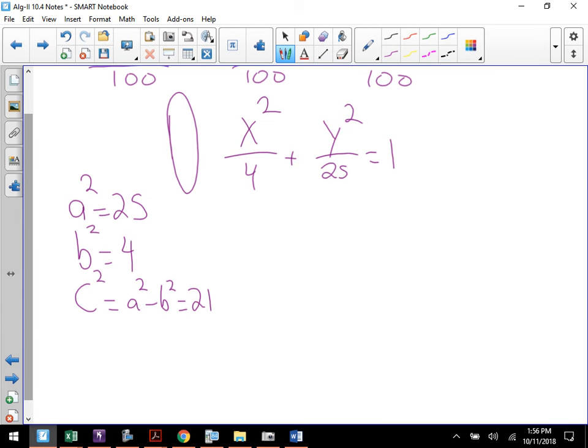If a squared is 25, what's a? B, and then C. Very good. Just the square root of 21, plus or minus square root of 21. Okay? We're just listing everything out. We always list everything we're going to do before we do it. It makes graphing these things so much easier, and makes doing all the rest of the work really, really quick.